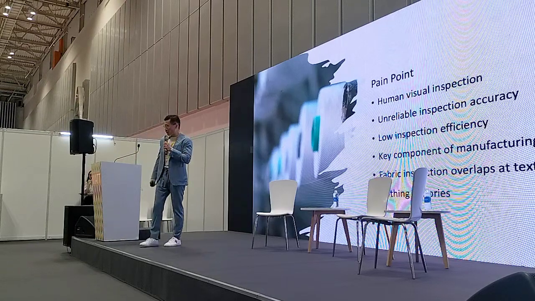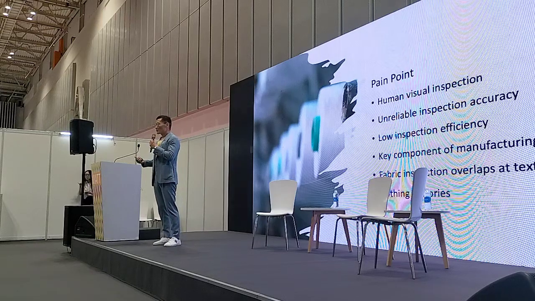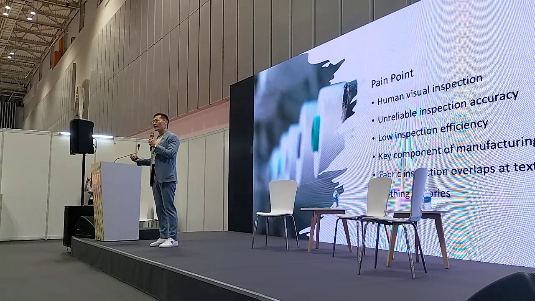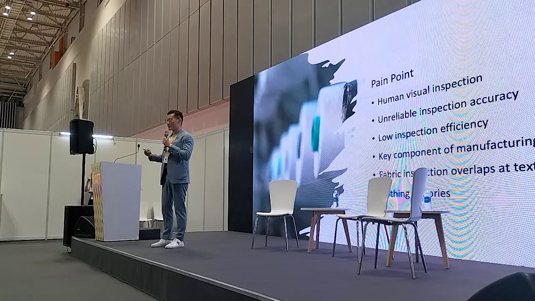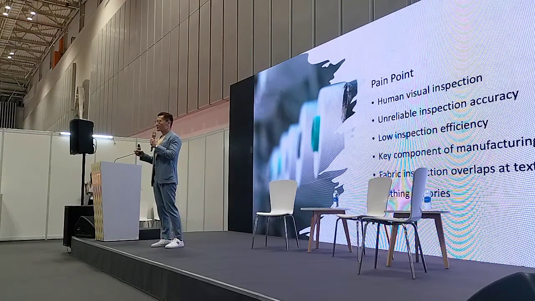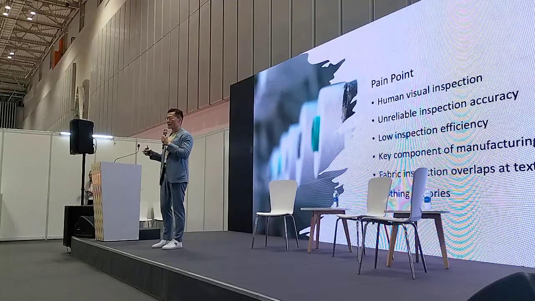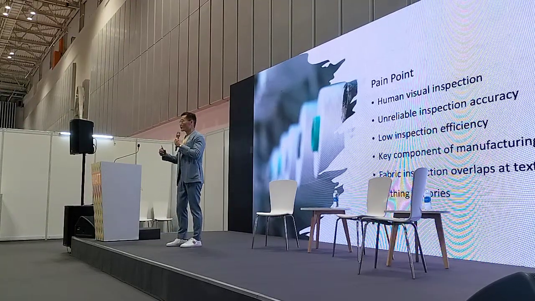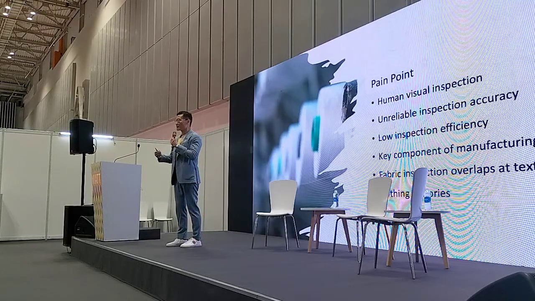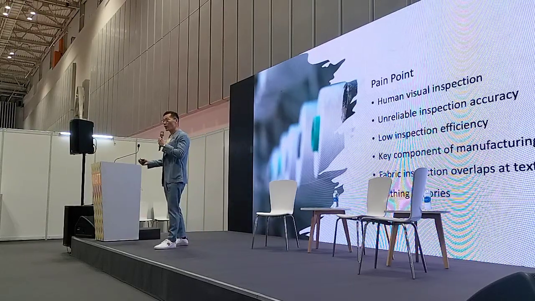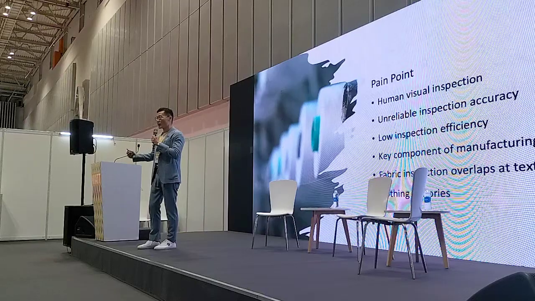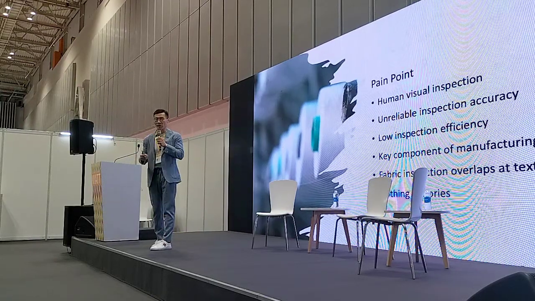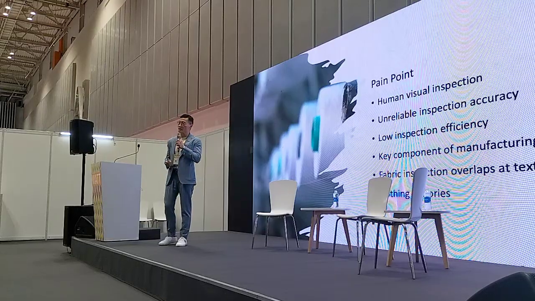So, of course, this kind of manual practice is unreliable. Say, for example, based on experience and even the literature review, around 60 to 70% inspection accuracy. So it means that 30 to 40% of the defects, undetected defects, will go to the downstream operations. So which will cause a lot of problems in manufacturing and also the material wastage, right? And also the accuracy and also the efficiency.